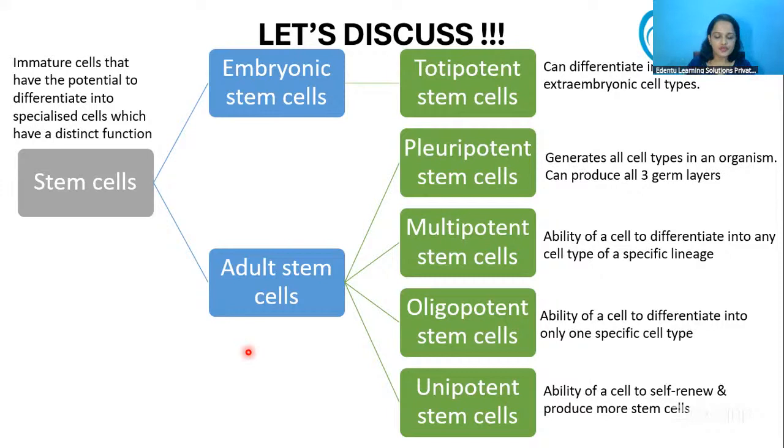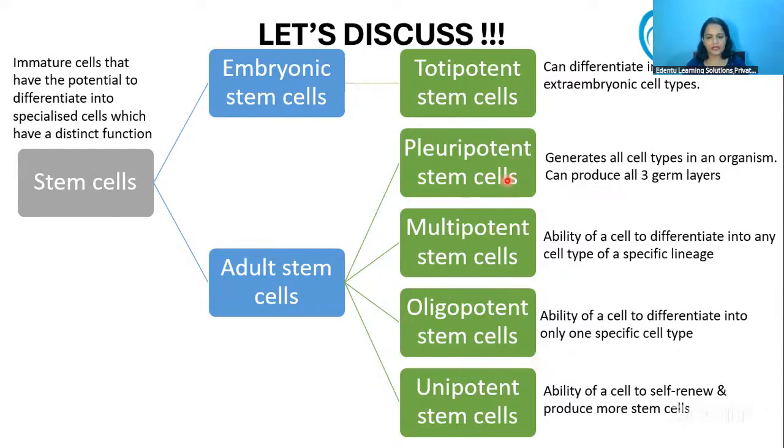cells, and the unipotent stem cells. As we go down this line, we can see that the cells are getting more and more specialized in nature. At the topmost area, that is the totipotency, the cells are completely non-specialized cells. But as we go down, the cells become more and more specialized in their function and in their division process also. So that is the main characteristic of these cells.